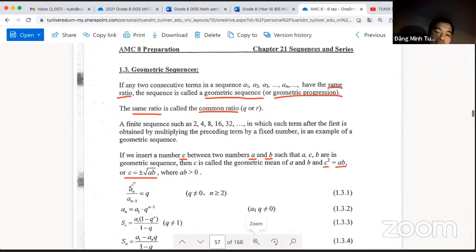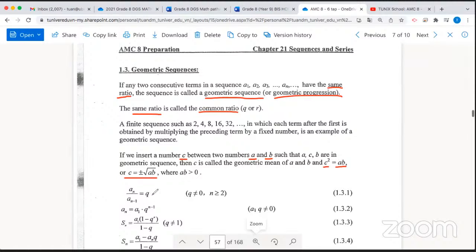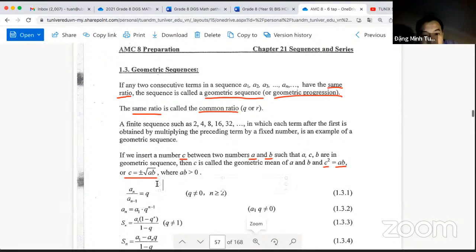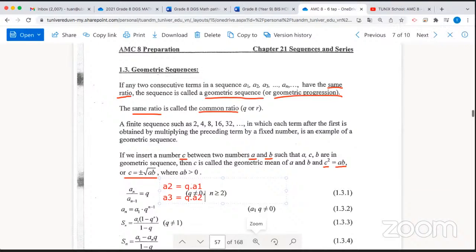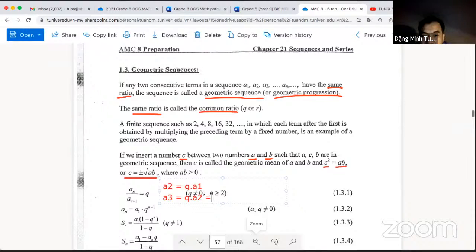So now, as you can see, in the general case, the ratio between AN and A(N minus 1) is Q. That means you have AN equal to Q times A(N minus 1). Similarly, A2 equals Q times A1, and A3 equals Q times A2. So you can replace A2 here with Q times A1, that means A3 equals Q squared times A1. So similarly, we have AN equal to Q to the power of N minus 1 times A1. Understand that? You got it?